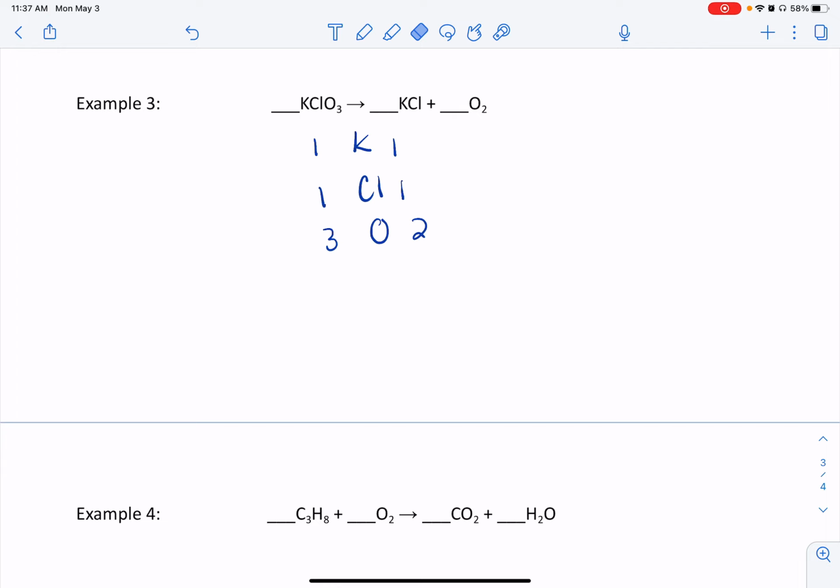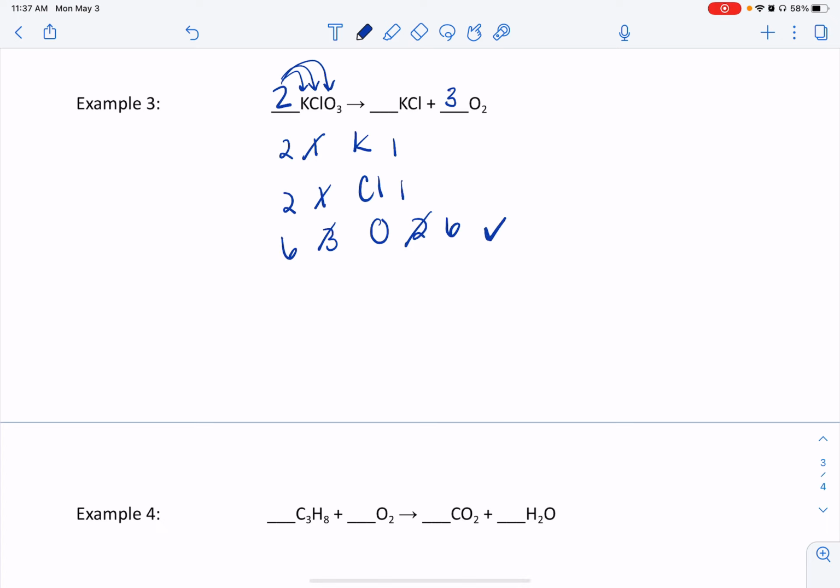So to get 2 into 6, I need to multiply it by 3. So I'm actually going to put a 3 right here in front of my oxygen. Okay, and 3O2, so 3 times 2 gives me 6. So now I have 6 oxygen on the right. Now on the left, I have 3 and I want to get to 6. So 3 times what gives me 6? It's going to be 2. So I put a 2 in front of the KClO3. So now this distributes to everything. So now we have 2 potassiums, we have 2 chlorines, and then 2 times 3 gives me 6 oxygen.